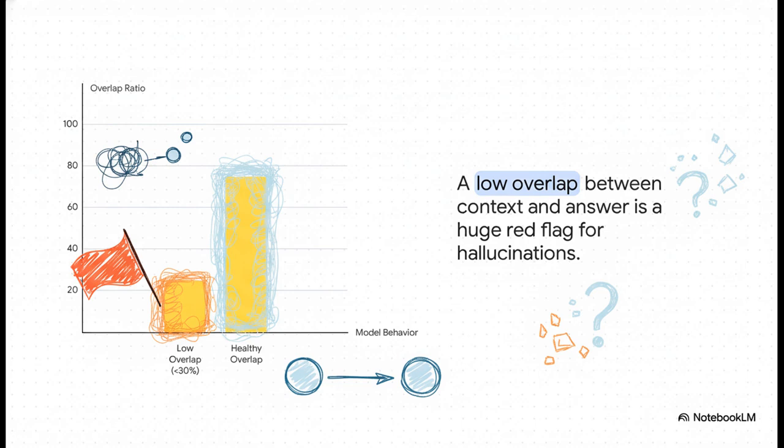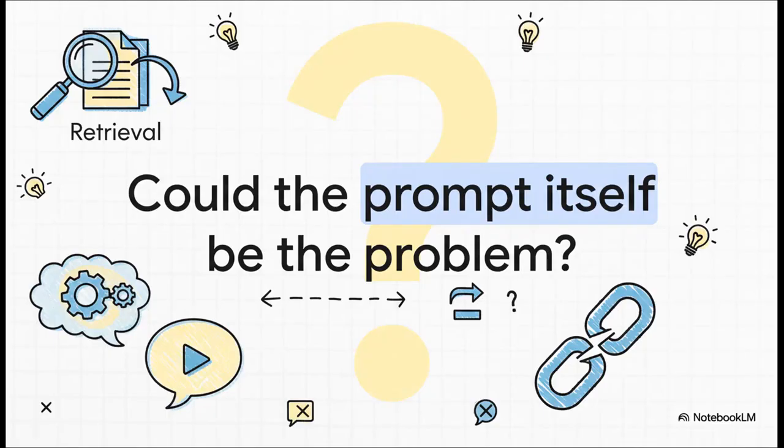And we can actually measure this with a metric called context answer overlap. Basically, we just check how many of the words in the final answer also show up in the context we provided. A really low overlap is a huge red flag. It's a strong signal that the model is just making stuff up or hallucinating instead of using the facts you handed it. So, if the model is ignoring the context, sometimes the blame lies with us, or more specifically, with the instructions we give it.